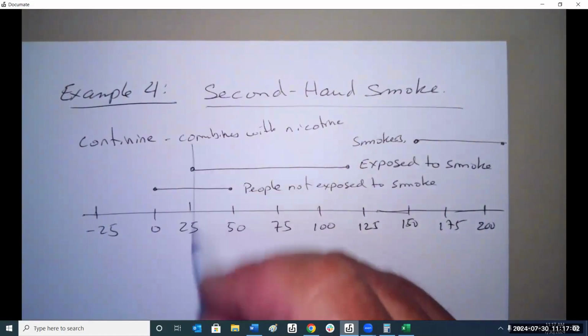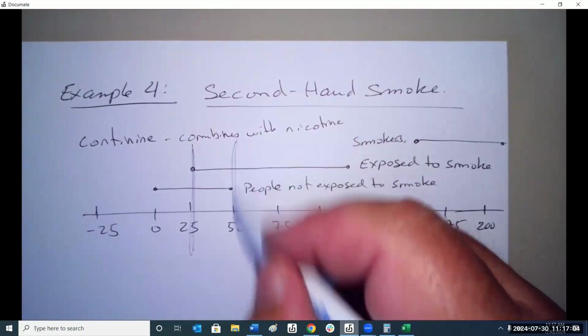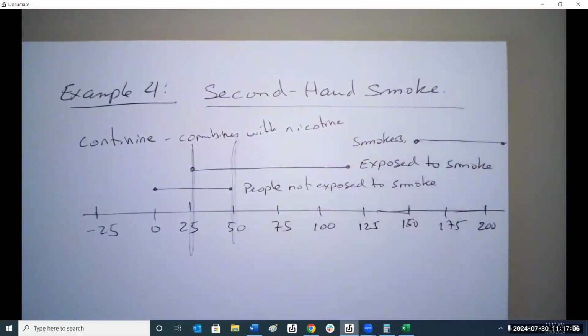However, these do overlap by this much. But again, that's so small, and we don't know which are not exposed to smoke and which are exposed to smoke. So the only thing we could summarize from looking at this is that people who have a low exposure have a possible overlap with people who have no exposure.